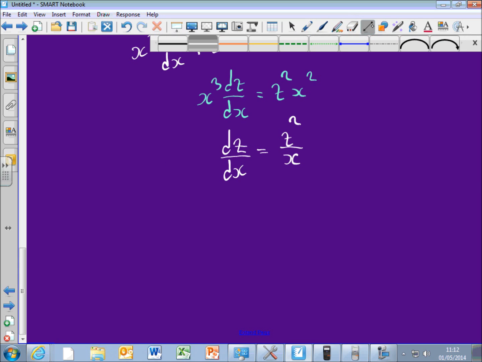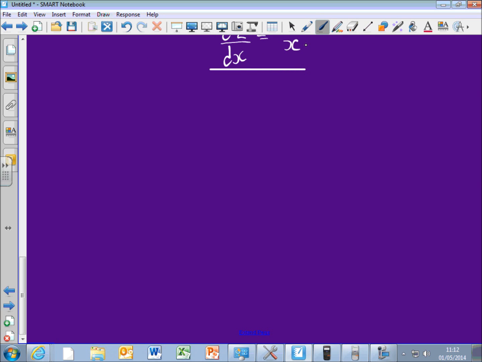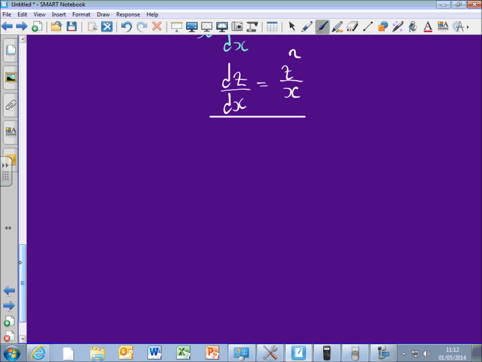Should we just solve this one as well? How do we solve this differential equation now? Separation of variables, so it's like a C4 one, isn't it? Separation of variables, so I bring the z down. If I want to solve it, it should be that, isn't it? Have I done that right?